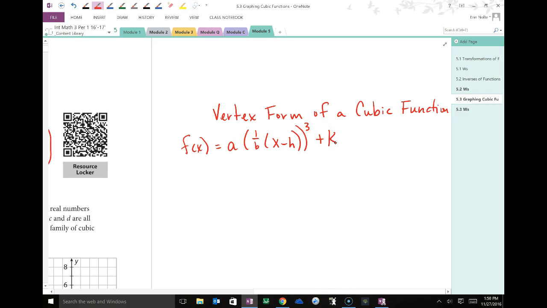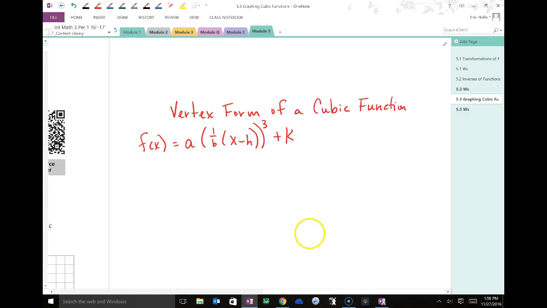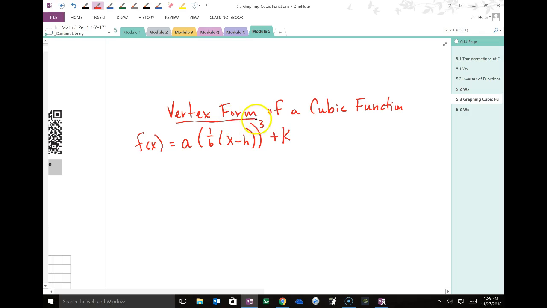So this should look familiar. We did this exact same form when we were working with quadratic functions. So we basically are taking these functions and we are doing the same transformations that we did before. So let's see if you can remember what direction all of these things do. We've talked about this in the past.